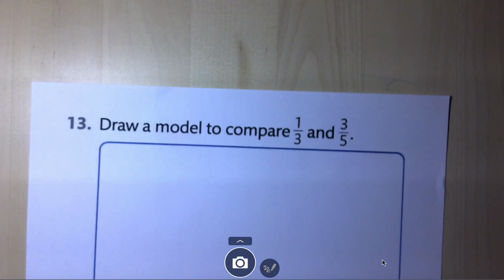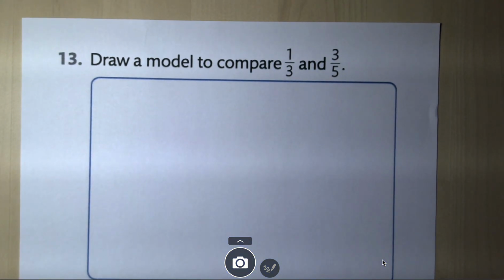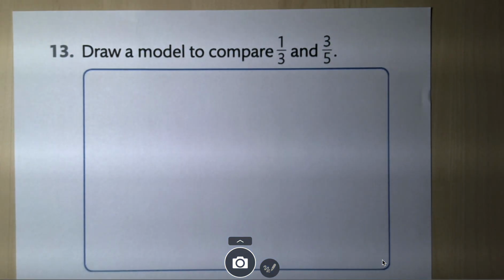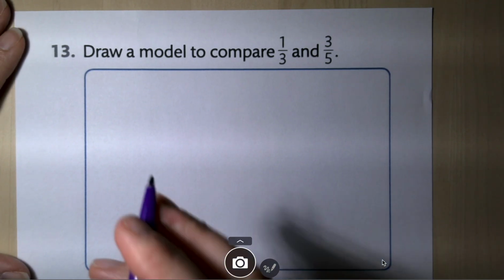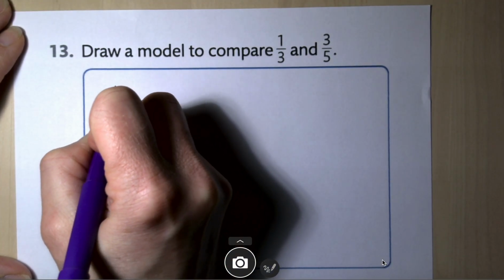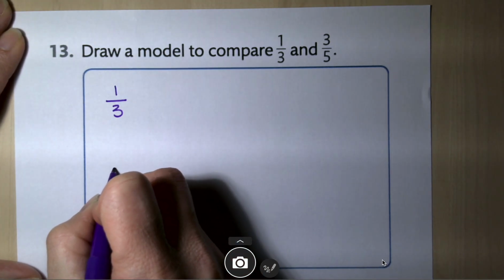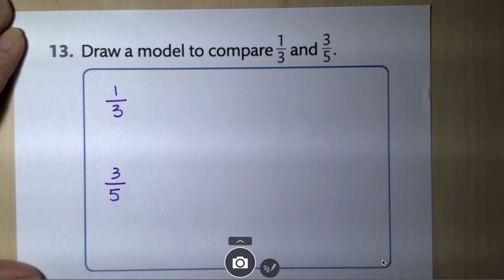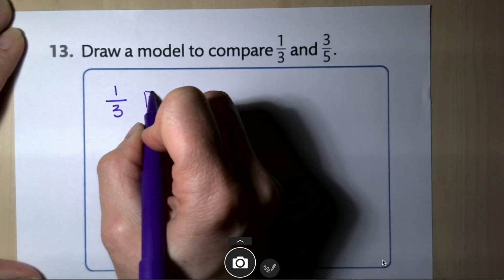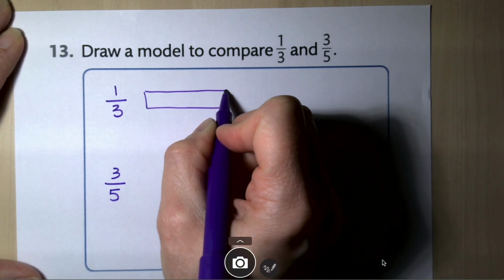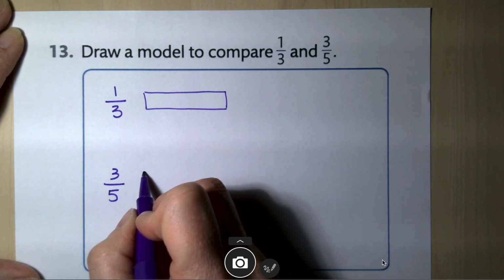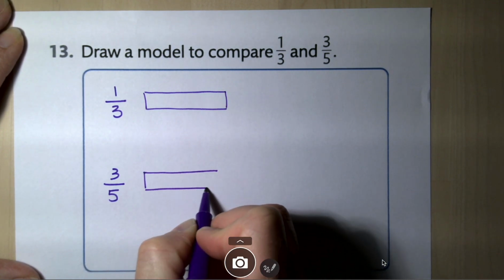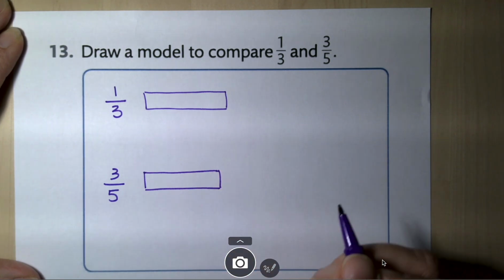Okay, now I've got number 13. It's my last problem because I could skip number 12. 13 is actually fairly simple. It just says draw a model to compare 1/3 and 3/5. So I'm going to start by writing my fractions in. I'm just going to draw a bar diagram. I kind of wish I had drawn these closer together so that I could line it up better, but that's okay.